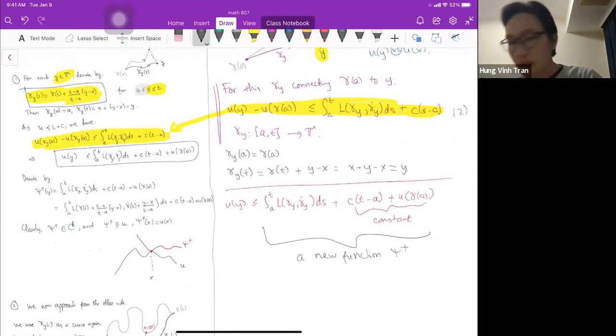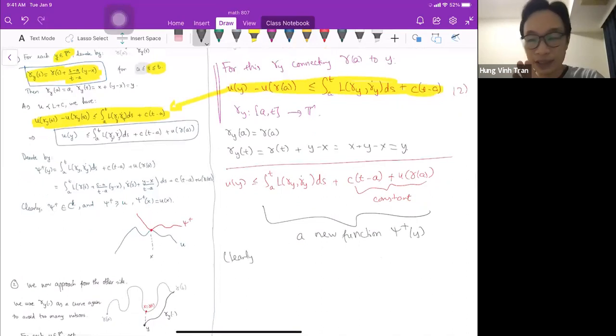C plus, because it's greater than or equal to u, okay? So C plus of y. Clearly, let me just write down first, and I'm going to discuss the C plus more deeply. So clearly, what do we have? We have that u(y) is less than or equal to C plus of y. Again, that's just a new function C plus, evaluated at y. I don't know clearly what it is yet. We're going to see it in one minute.